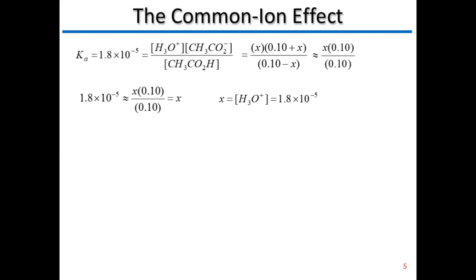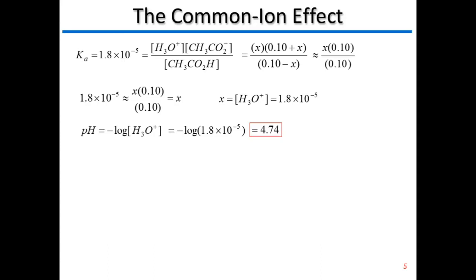Okay, so what they're asking us for is to calculate the pH. Well, now we have the H3O plus concentration. So all we really have to do now is remember that pH is equal to minus the log of H3O plus. So take minus the log of 1.8 times 10 to the minus 5, which gives you a pH of 4.74.